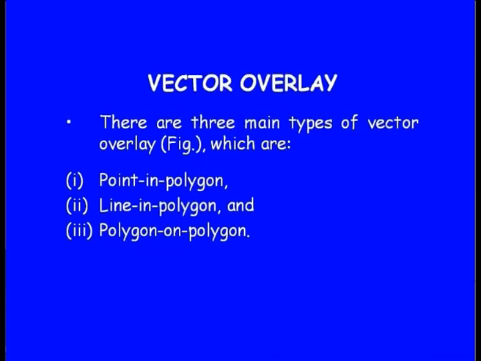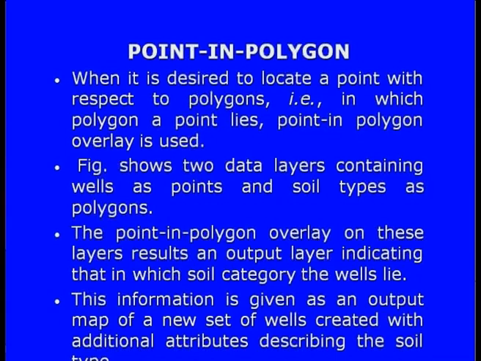Vector overlay. There are three main types of vector overlays. These are point in polygon, line in polygon and polygon on polygon. So, let us look at each of these one by one. Point in polygon: when it is desired to locate a point with respect to polygons, that is, in which polygon a point lies, point in polygon overlay is used.